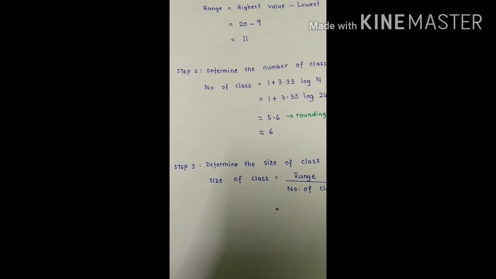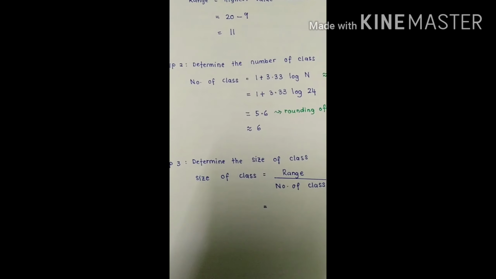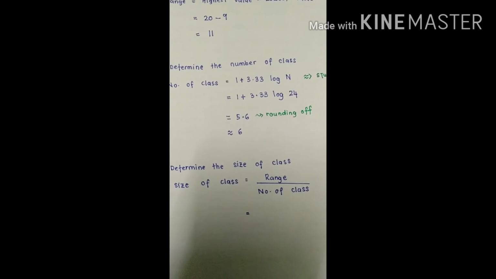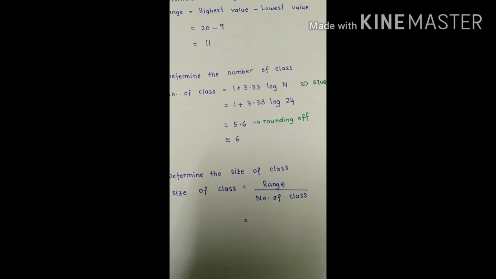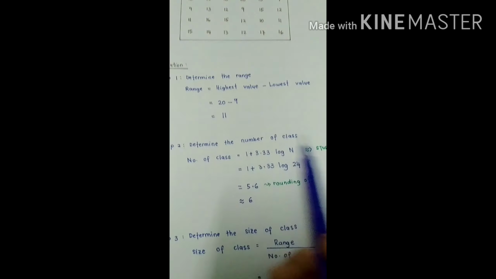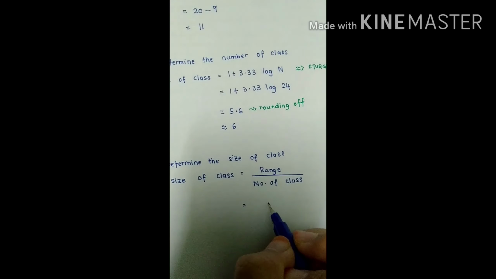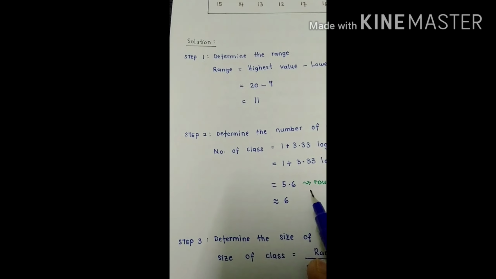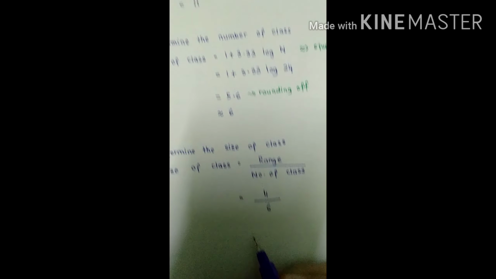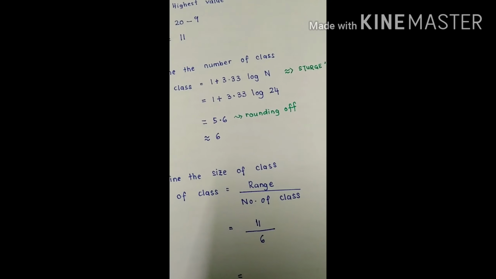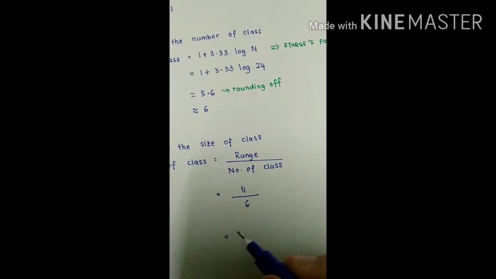Now for the third step, we must determine the size of class. The formula to find the size of class is range divided by number of classes. The value of range is 11 from step 1. So 11 divided by the number of classes from step 2, which is 6. So 11 divided by 6 is equal to 1.83.